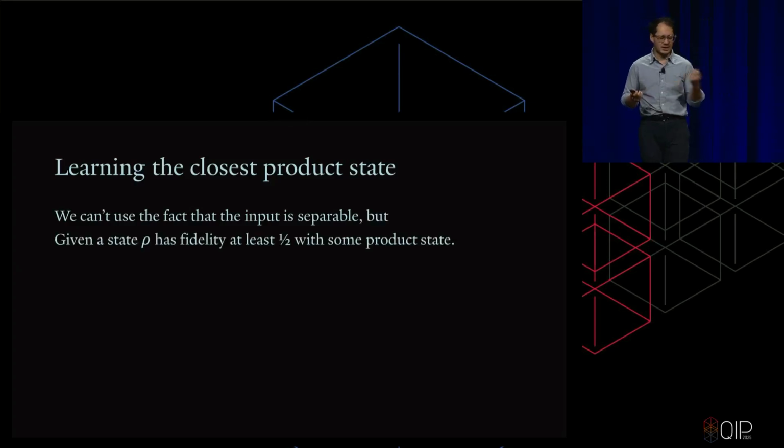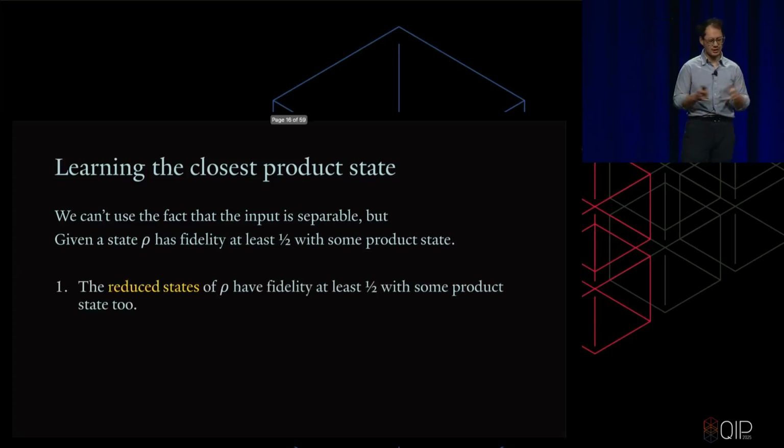So let's say we knew that our input state has fidelity 1/2 with some product state. Then the first thing we notice is that because we're dealing with product states, if we restrict to any subset of the qubits of the input state, we also have a good product state for that restriction. In particular, the best product state, if you just cut it down to the registers you're looking at, will also be a good product state approximation to the restriction of rho.